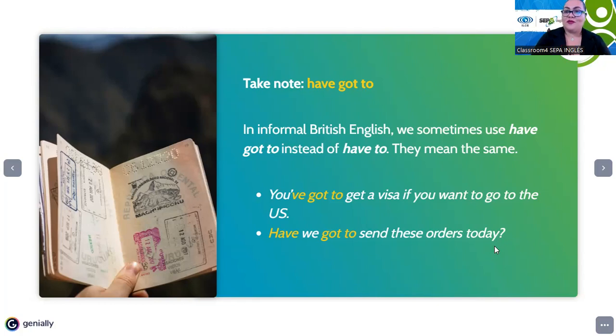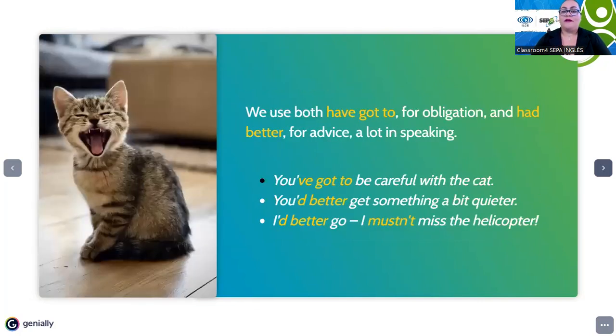Okay, I want you to write this in your notebooks. Please write how the structures could be in American English and how the structures could be in British English and make a comparison. Okay, then we use both have got to for obligation and had better for advice, allowed in speaking. This is another variation, okay?